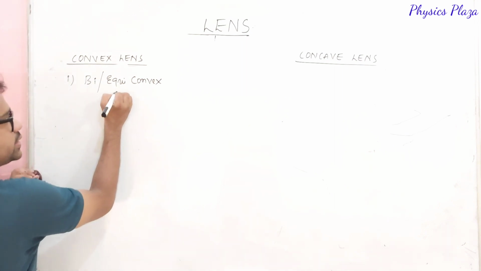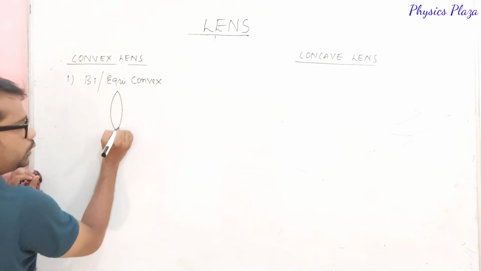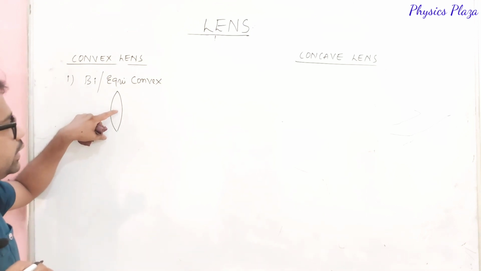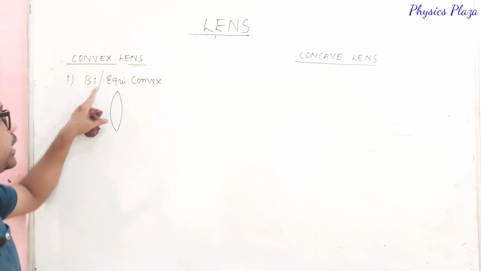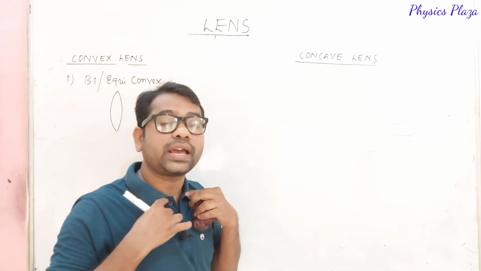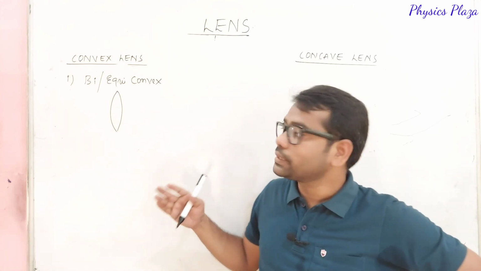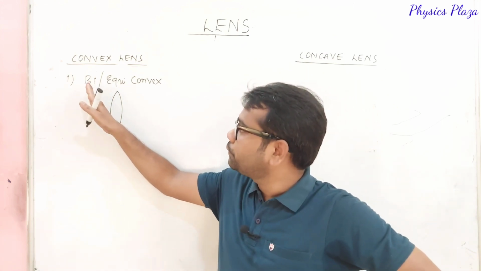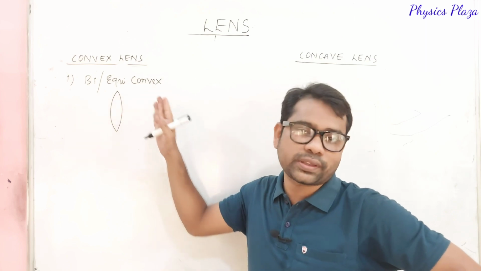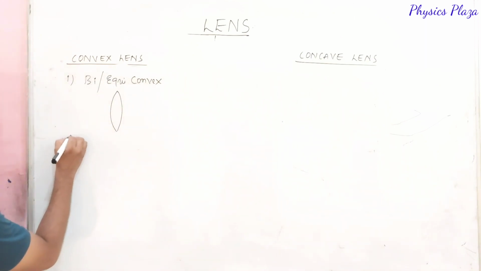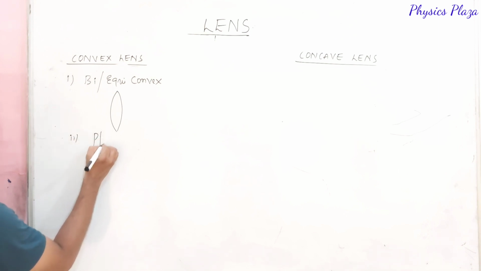This consists of two spherical surfaces, convex surfaces as usual, thicker in the middle, thin at the edge. But children, a biconvex lens and an equiconvex lens are not the same. When we are discussing the terms related to lenses, there I will tell you what actually the difference is between a biconvex lens and an equiconvex lens. Just now you can remember it like this. Okay, fine. And the second one is the plano-convex lens.